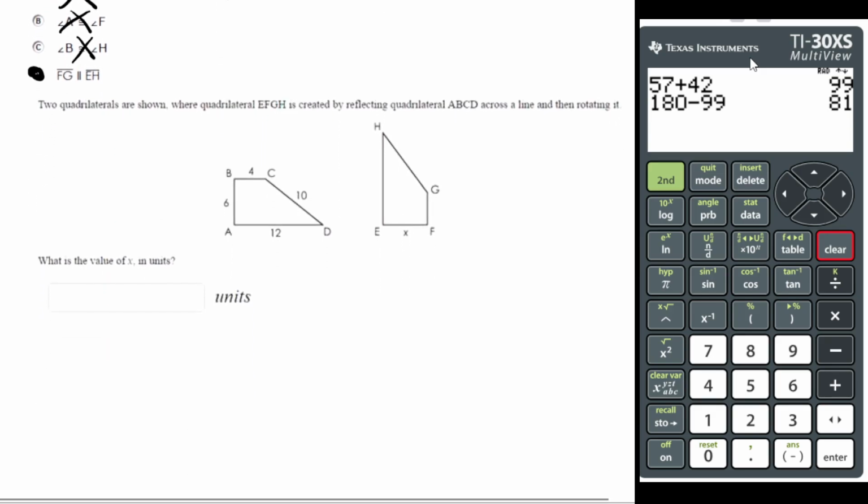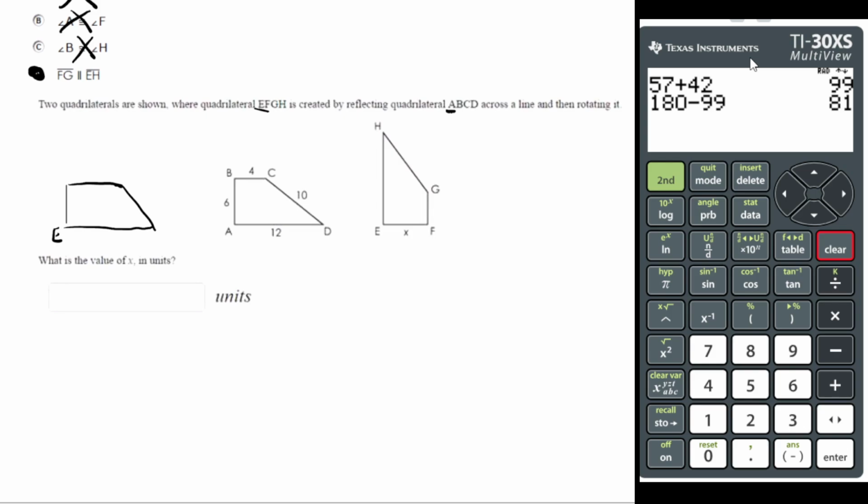Two quadrilaterals are shown where quadrilateral EFGH is created by reflecting quadrilateral ABCD across a line and then rotating it. What is the value of X in units? All right, so let's do this. We're going to do our old favorite. We're going to recreate the original shape. So in the original shape, A is the first letter, E is the first letter in the new shape. So A becomes E. B is second, F is second, so B becomes F. C is third, G is third, so C becomes G, and D is fourth, and H is fourth, so D becomes H.